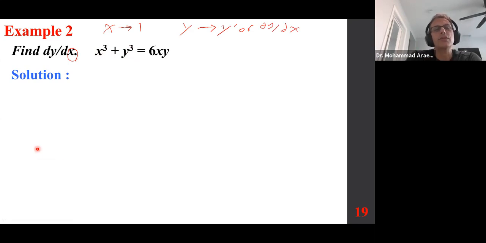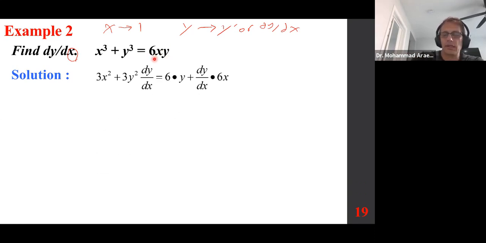So the right side, 6x, is being multiplied by y. So 6x gives you 6 times y. y gives you dy/dx times 6x. And again, at this point, you're done with calculus. Use your algebraic techniques to finish the job.